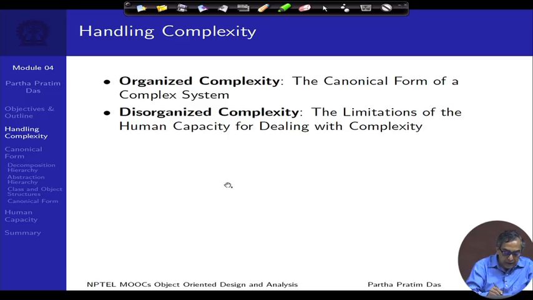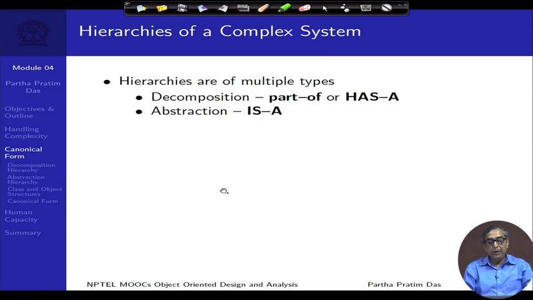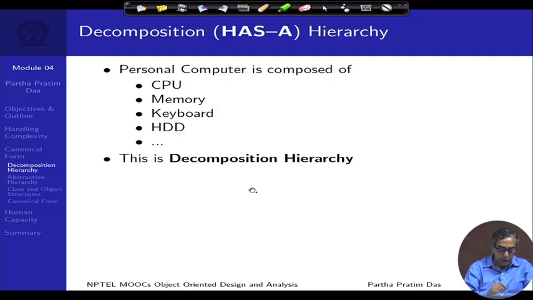So, first let us take a look into the organized complexity. We have seen that complex systems are hierarchic. Now, we go one step further to say that hierarchy is not one. There are multiple different hierarchies that are possible in a system, and of these, the 2 hierarchies which very significantly impact our analysis and design process are hierarchies of decomposition, which is commonly called the part-of or has-a hierarchy, and hierarchies of abstraction. Let us take a look.